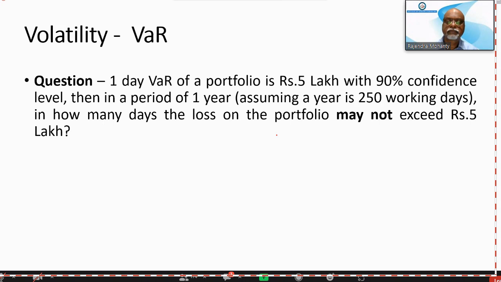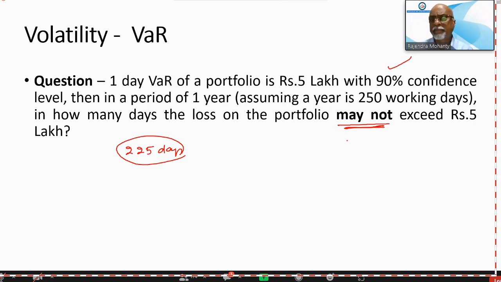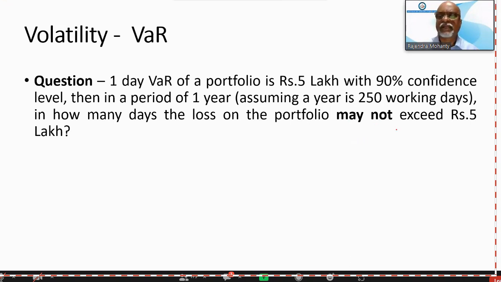225 days. Very good, excellent. So always read the question carefully, because what is the question asking? Here it is asking may not exceed, so we have to take 90%. May exceed means 10%. So that is the difference. In a hurry, you should not read the question. Always read what it is asking. Sometimes we make a mistake. Some people here might not have read it, because I have highlighted it here. If I had not highlighted it, some might have taken the 10% thing as 25. So that is not the thing.